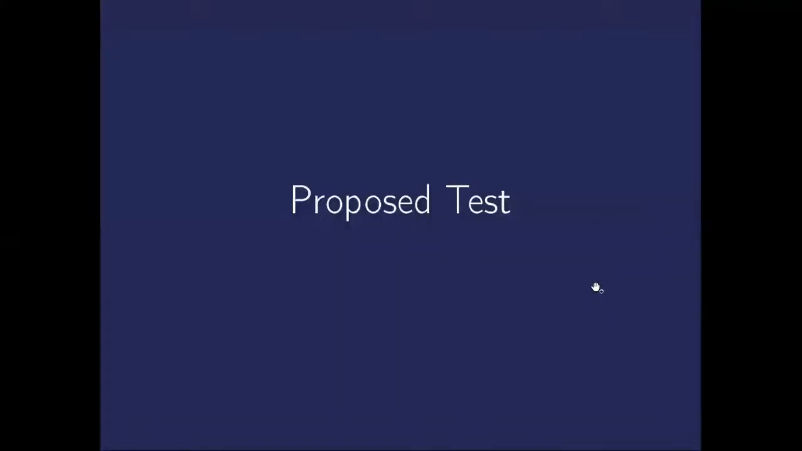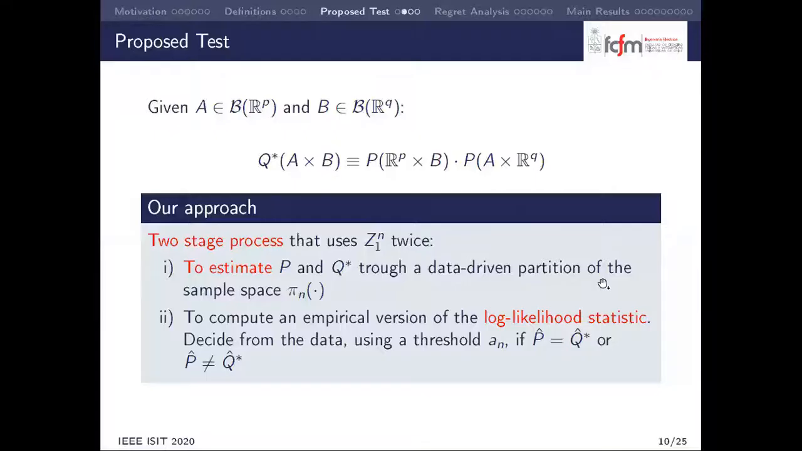So now we are going to present the proposed test. First, we use this notation Q asterisk to represent the product of the marginals of P. Of course, Q would be the true distribution in the case we have independence.